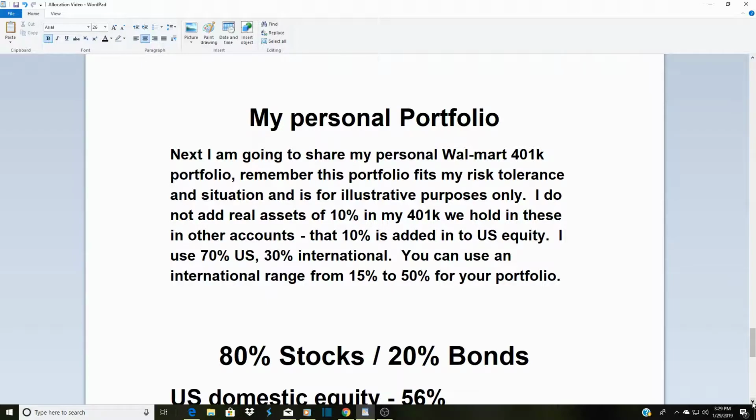So I just added that 10% into the U.S. equity. So I run a 70% U.S., 30% international. And you can use an international range anywhere from 15 to 50% for your portfolio. So you just need to decide how much of your money you want invested outside of the U.S. In my other accounts that are invested with 60% U.S., 30% international, 10% REITs, that is a 2/3 U.S. to 1/3 international split. So that is what I use across all of my accounts.